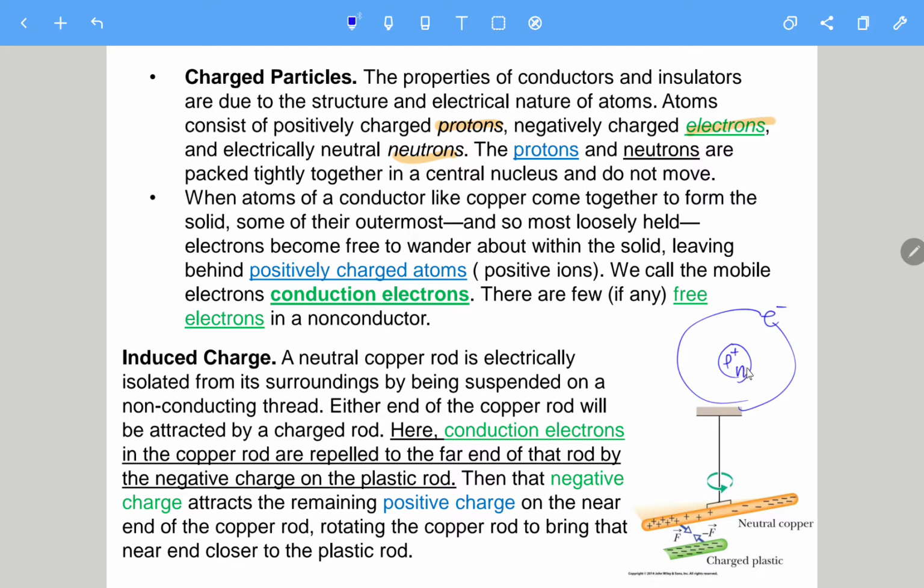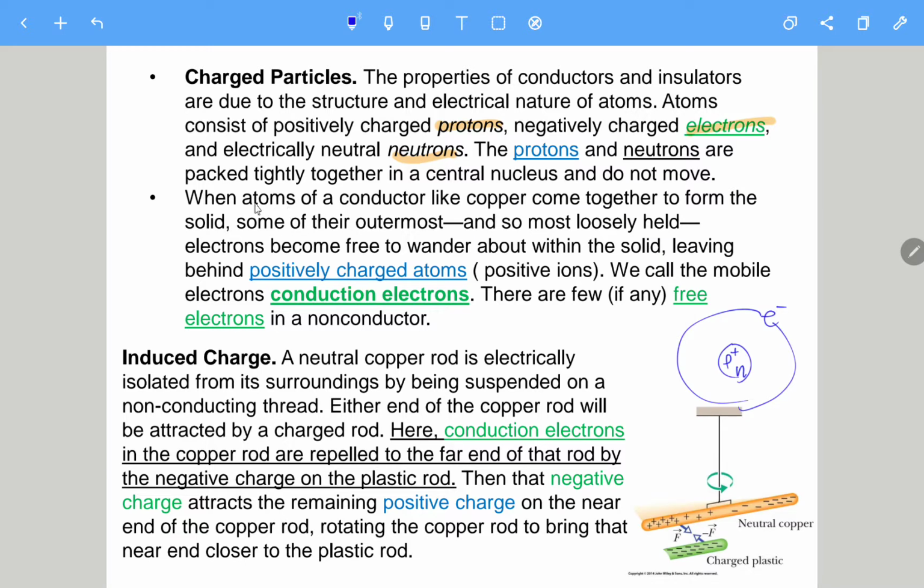Of course there are ions, where atoms may lose an electron or gain one more electron, and then there may be charges. But this is something like a chemistry problem, which will not be discussed here. So the protons and neutrons are packed tightly together in a central nucleus and do not move.